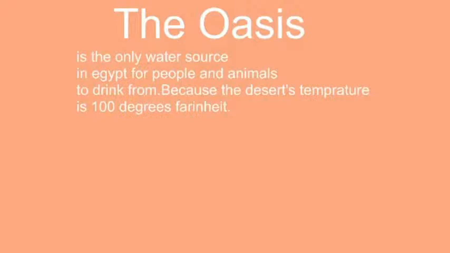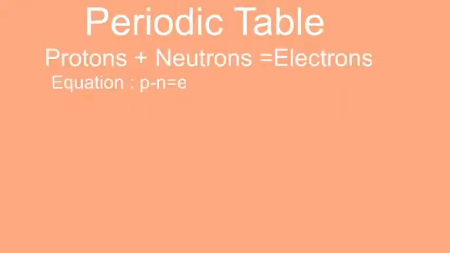Next is the periodic table, part 2. Now, to find the electrons of each element in the periodic table, you would add protons plus neutrons equals electrons, which is the equation, or you would say P plus N equals E.